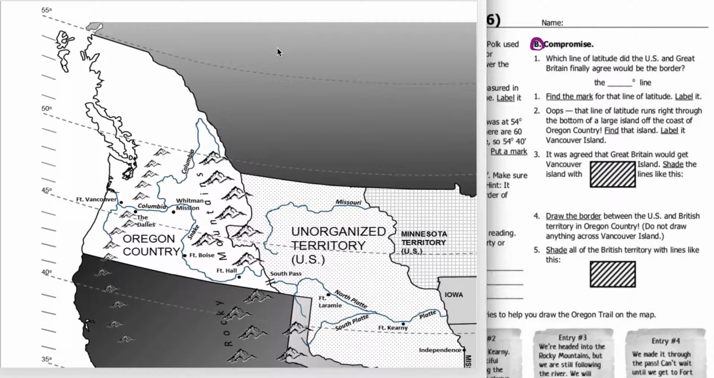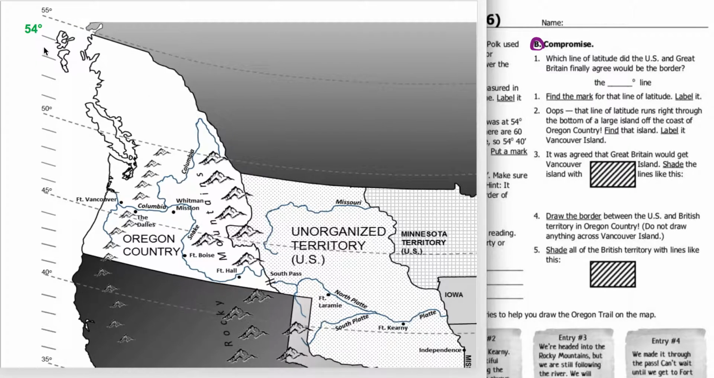54-40 or fight. James Polk used this as a campaign slogan when he ran for president. Follow the directions and answer the questions to figure out what it meant. On the globe, lines of latitude are measured in degrees. Find the mark for the 54-degree line. Label it 54 degrees. So on our map, you're going to notice that lines of latitude are marked every 5 degrees specifically, and then every one has a line. Here would be 54 degrees, and we are going to label that 54 degrees.